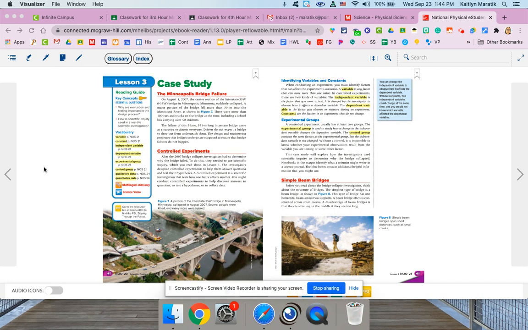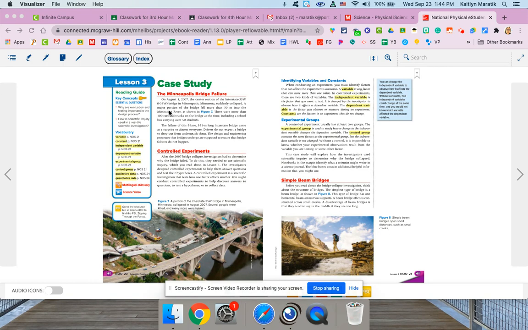Case study. The Minneapolis bridge failure. On August 1st, 2007, the center sections of the Interstate 35W, I-35W bridge in Minneapolis, Minnesota, suddenly collapsed. A major portion of the bridge fell more than 30 meters into the Mississippi River, as shown in Figure 7. There were more than 100 cars and trucks on the bridge at that time, including a school bus carrying over 50 students. The failure of this 8-lane, 181-meter long interstate bridge came as a surprise to almost everyone. Drivers do not expect a bridge to drop out from underneath them. The design and engineering process that bridges undergo are supposed to ensure that a bridge failure does not happen.